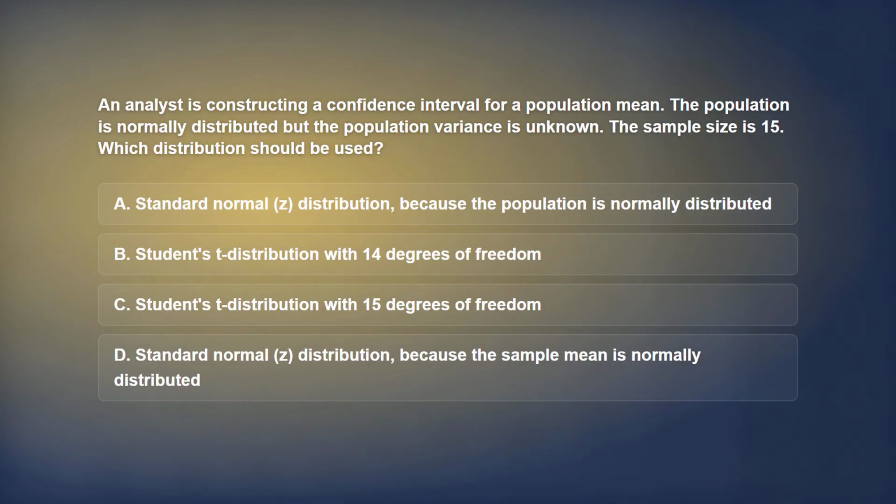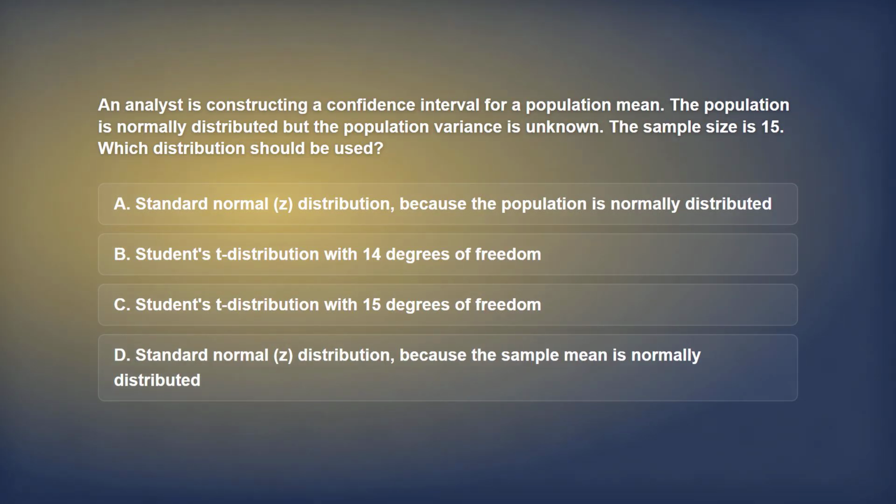Exam question 2. An analyst is constructing a confidence interval for a population mean. The population is normally distributed, but the population variance is unknown. The sample size is 15. Which distribution should be used?